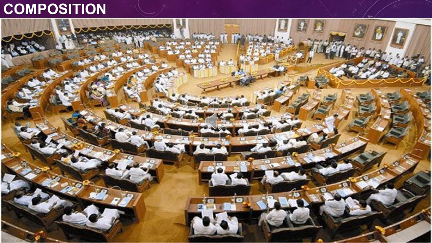The Legislative Assembly of Tamil Nadu consists of 235 members. Among these 235, 234 members are elected directly by the people from the constituencies on the basis of adult franchise. Tamil Nadu is divided into 234 constituencies. And one member is nominated by the governor from the Anglo-Indian community.